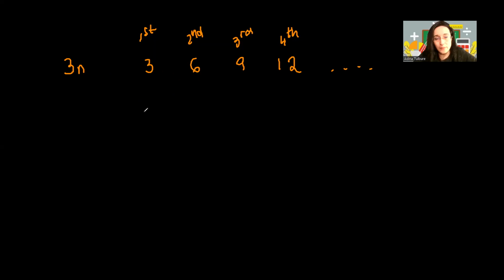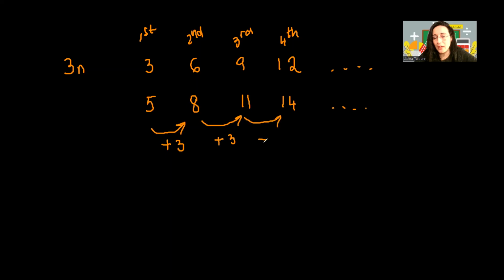But what if I write a sequence as 5, 8, 11, 14, and so on. You see, now the first term is 5, the second term is 8, the third term is 11. What is similar between these sequences is that each time we go to the next term, we add 3. They both have the same gap. This is how we recognize this is a 3n sequence, a little bit modified 3n sequence.